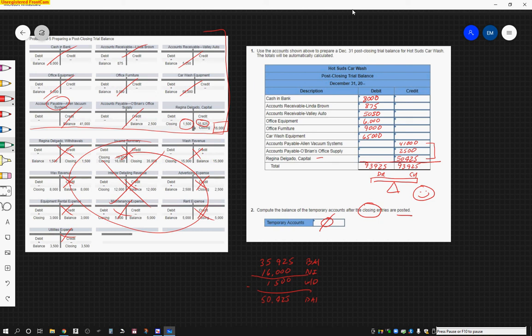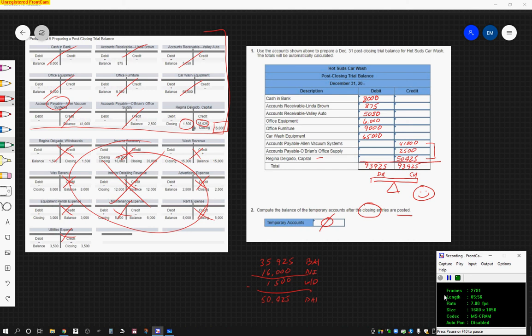So there you go. $93,925 in the debits and $93,925 in the credits. There is your post-closing trial balance. That concludes 10-5, preparing post-closing trial balance in less than, let's see what we have here, 5 minutes and 59 seconds.